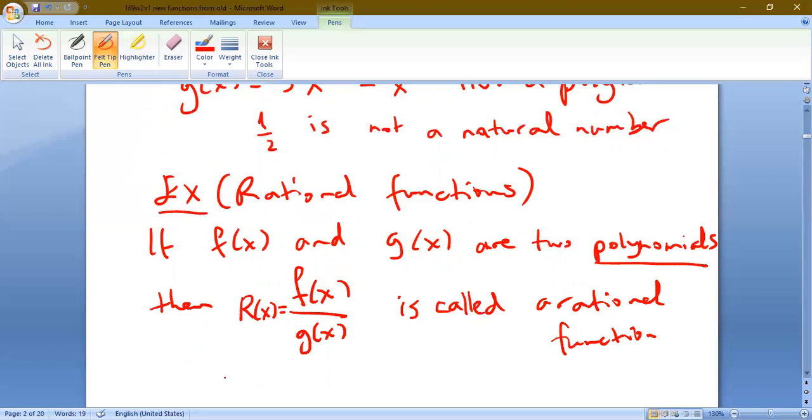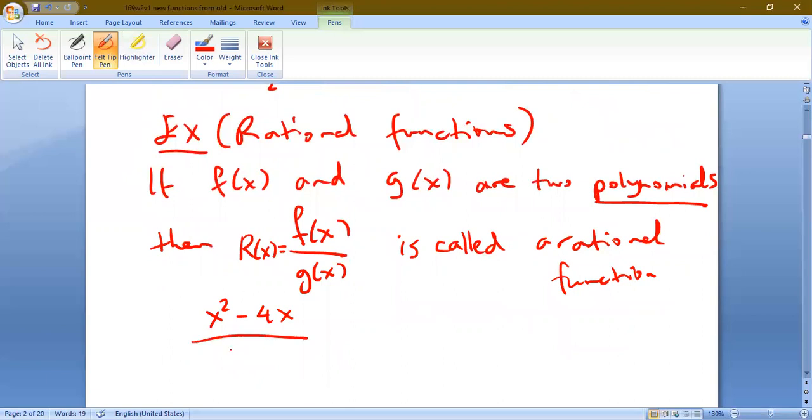So as an example for this, let's say x squared minus 4x over, let's say, x cubed plus 2x minus 7. This is a rational function. We can give more examples like this. Okay.